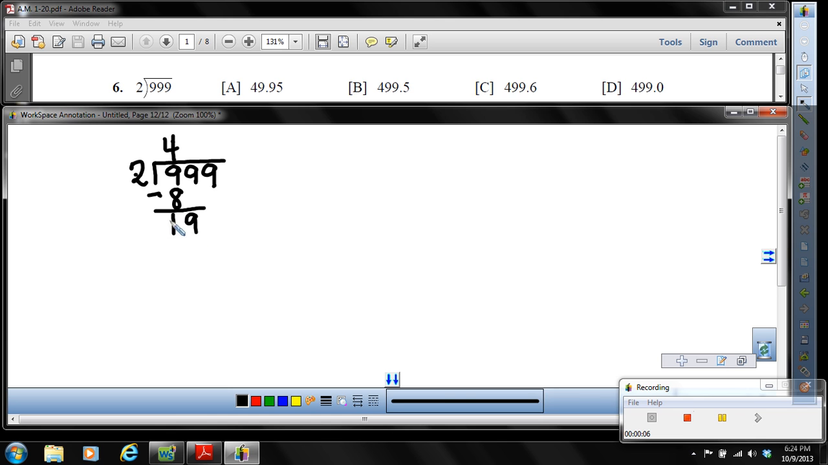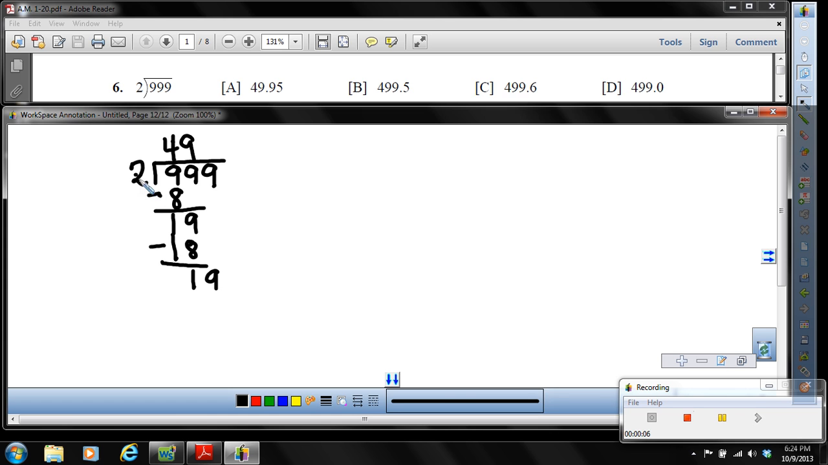Can 2 go into 19? 2 can go into 19 9 times. 9 times 2 is 18. We subtract. We get 1. We bring down our last number, which is 9.